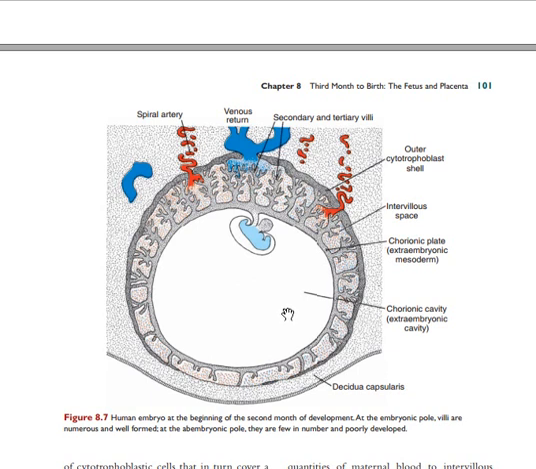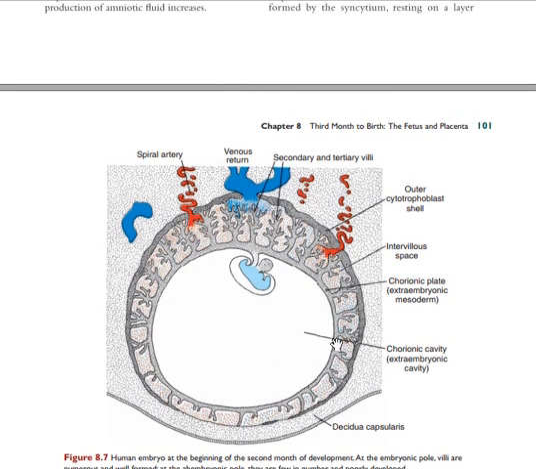So the extra embryonic cavity is also called the chorionic cavity because the cytotrophoblast, which is lining the uterus and is in contact with the uterus, is going to produce the chorion later in life. The cavity produced between the chorion and the amnion is called the extra embryonic cavity or the chorionic cavity. Now this plate of the chorion is called the chorionic plate or the extra embryonic mesoderm.